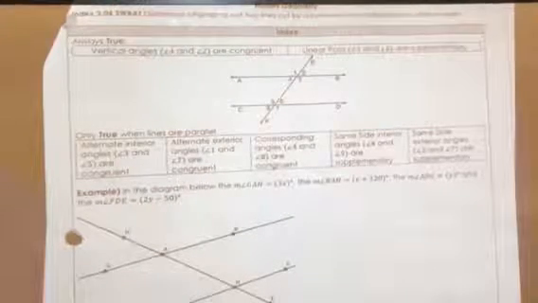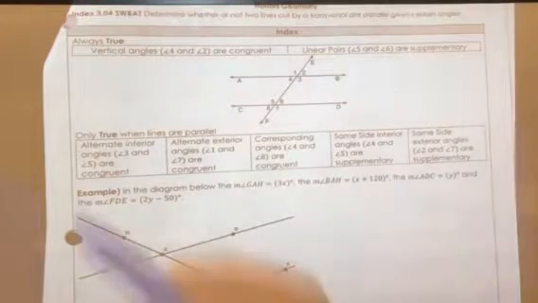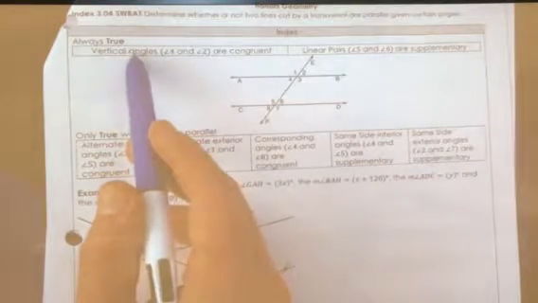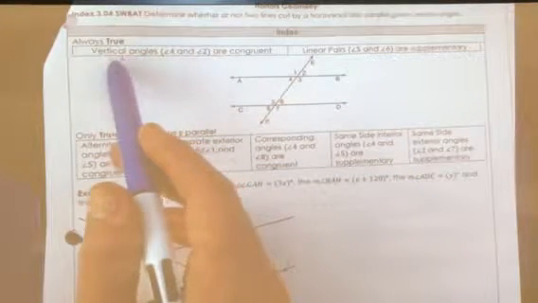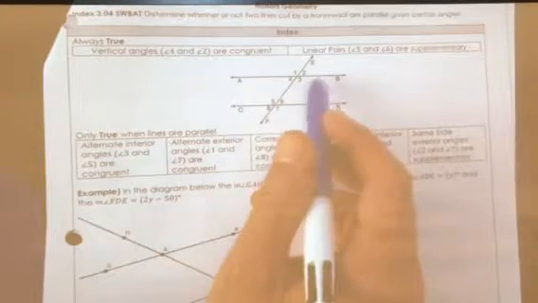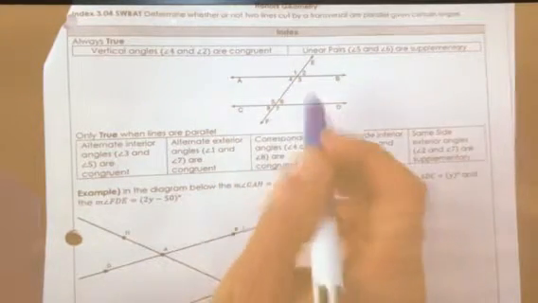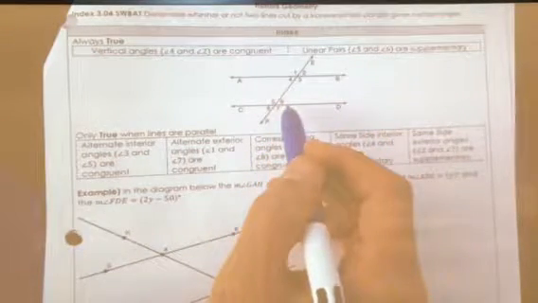Objective 3.04: students will be able to determine whether or not two lines cut by a transversal are parallel given certain angles. So these two relationships on top do not tell us that we have parallel lines. If vertical angles are congruent, like angle 4 and angle 2, we don't know if AB is parallel to CD because angle 2 and angle 4 don't tell us anything about the second line.